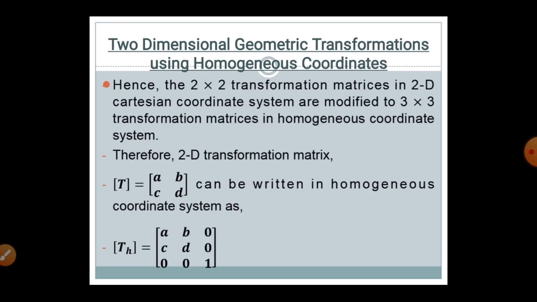Before going to the transformation matrix in homogeneous coordinate systems, the 2D transformation matrix can be written as A, B, C, D, and it can be written in the homogeneous coordinate system. The transformation matrix of the homogeneous coordinate system equals A, B, 0, C, D, 0, 0, 0, 1. Now you can see the diagonal A, D, 1 is the homogeneous coordinate system, and this is the general matrix.